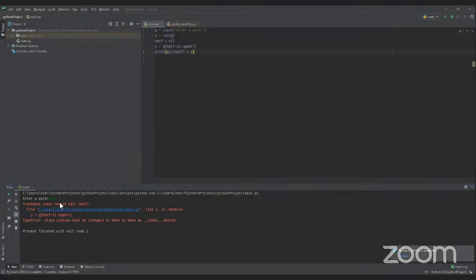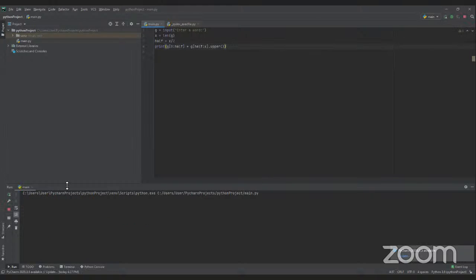Wait, hold on, just remove the y equals. Okay. Yeah, and then just put this bit in place of y. Okay, and then remove that bit. Just remove that bit. Yeah. Okay. Now try this. Wait, what? It's still saying the same thing.